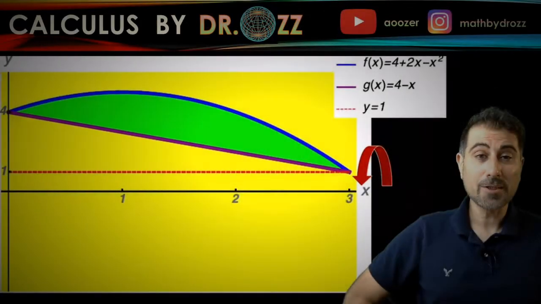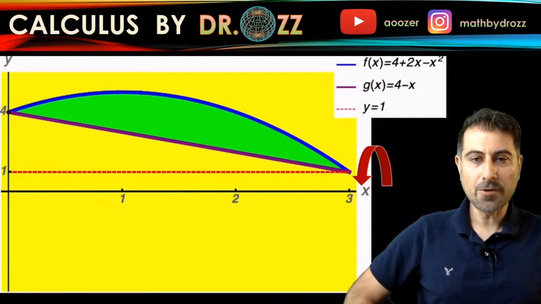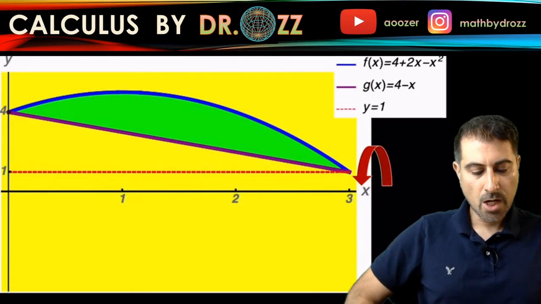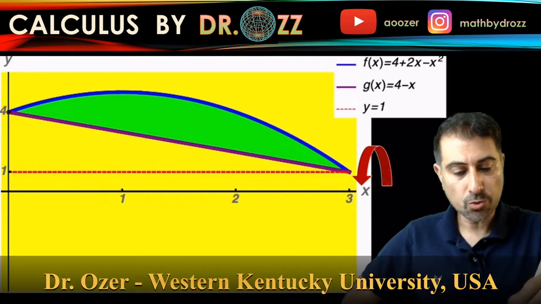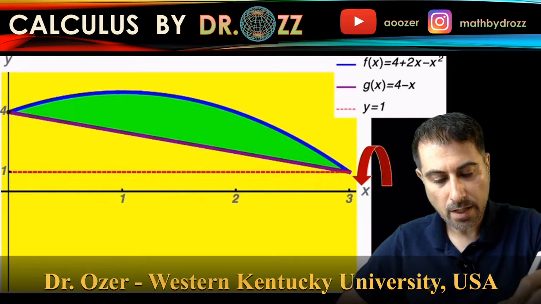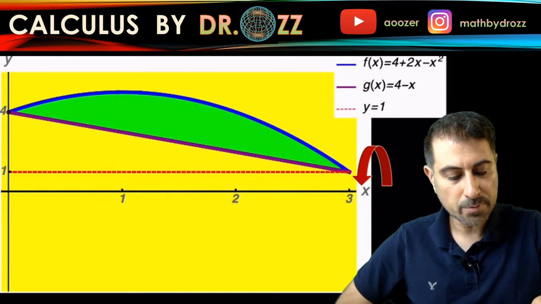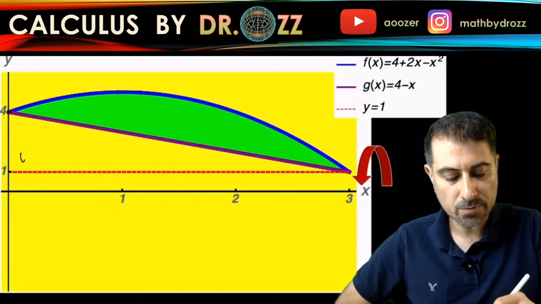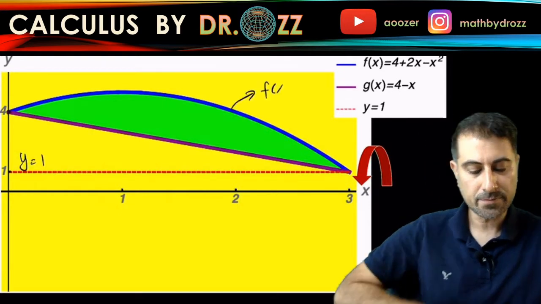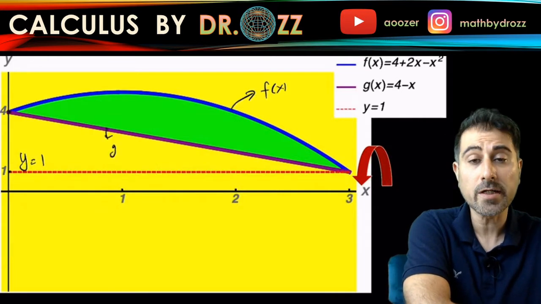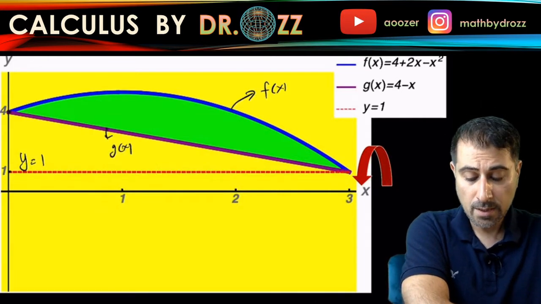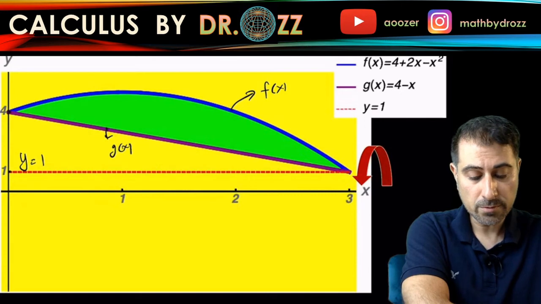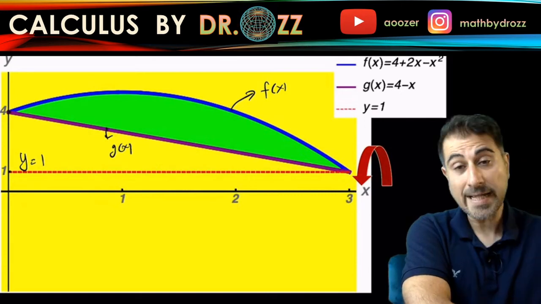All right, for part B, as you see, we're going to revolve this green region about the line y equals 1. Here we go. This is y equals 1. Remember, this was f of x, and this was g of x. So blue is f, and purple is g, and the dashed line is the line that we're going to revolve the region around. So it's, in other words, the axis of revolution.